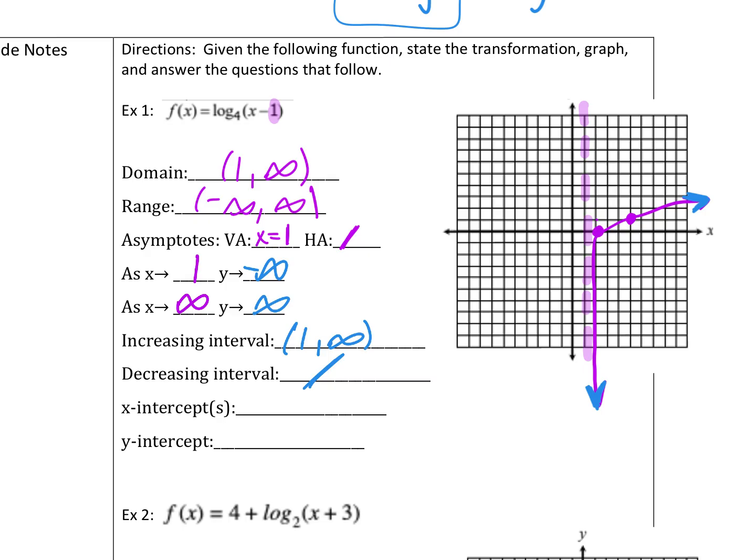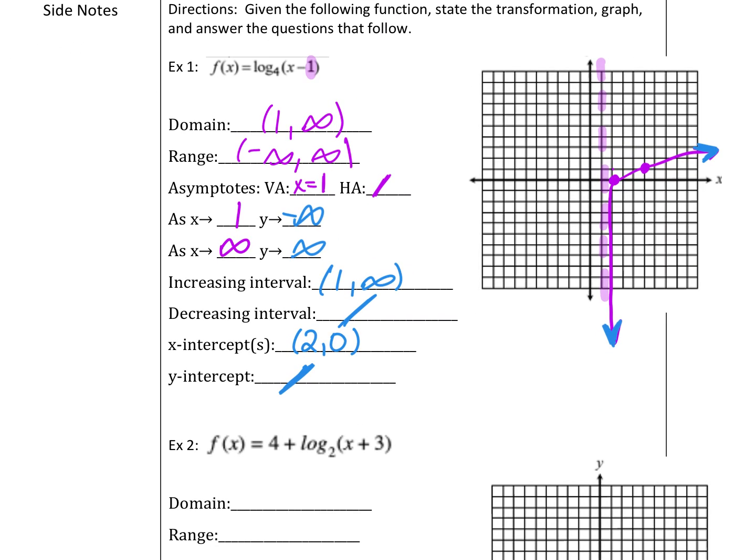X-intercept, what do we think? 2, 0. And the y-intercept? None. Okay. Don't flip your intercepts. A lot of people did that on the last test. There's no partial credit if you flip those. You should know the difference now between x and y intercepts. That should be the easiest part of this. Any questions on this?